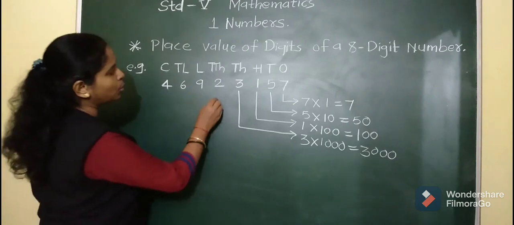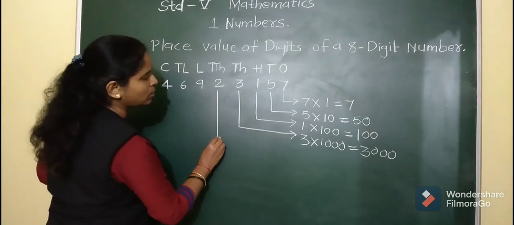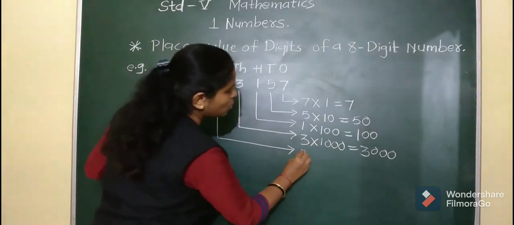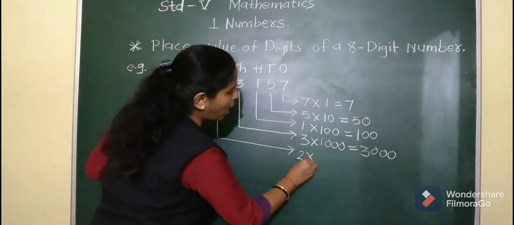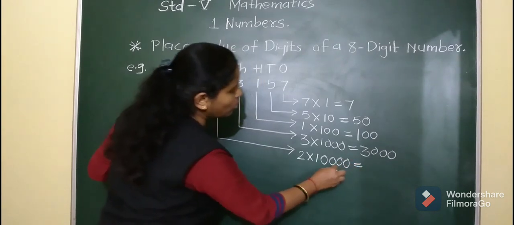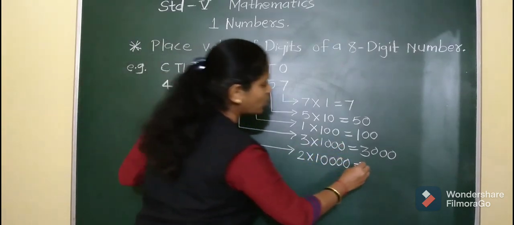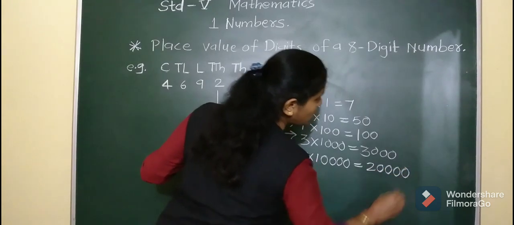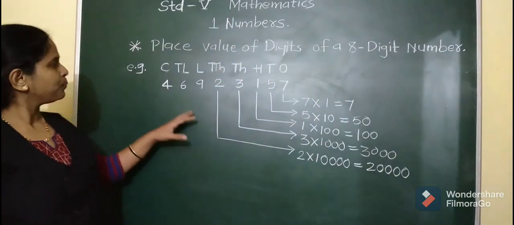Next, 2. 2 is at which place? Digit 2 is at 10,000 place. So we have to multiply 2 by 10,000. Now 10,000 2s are 20,000. So the place value of digit 2 is 20,000.